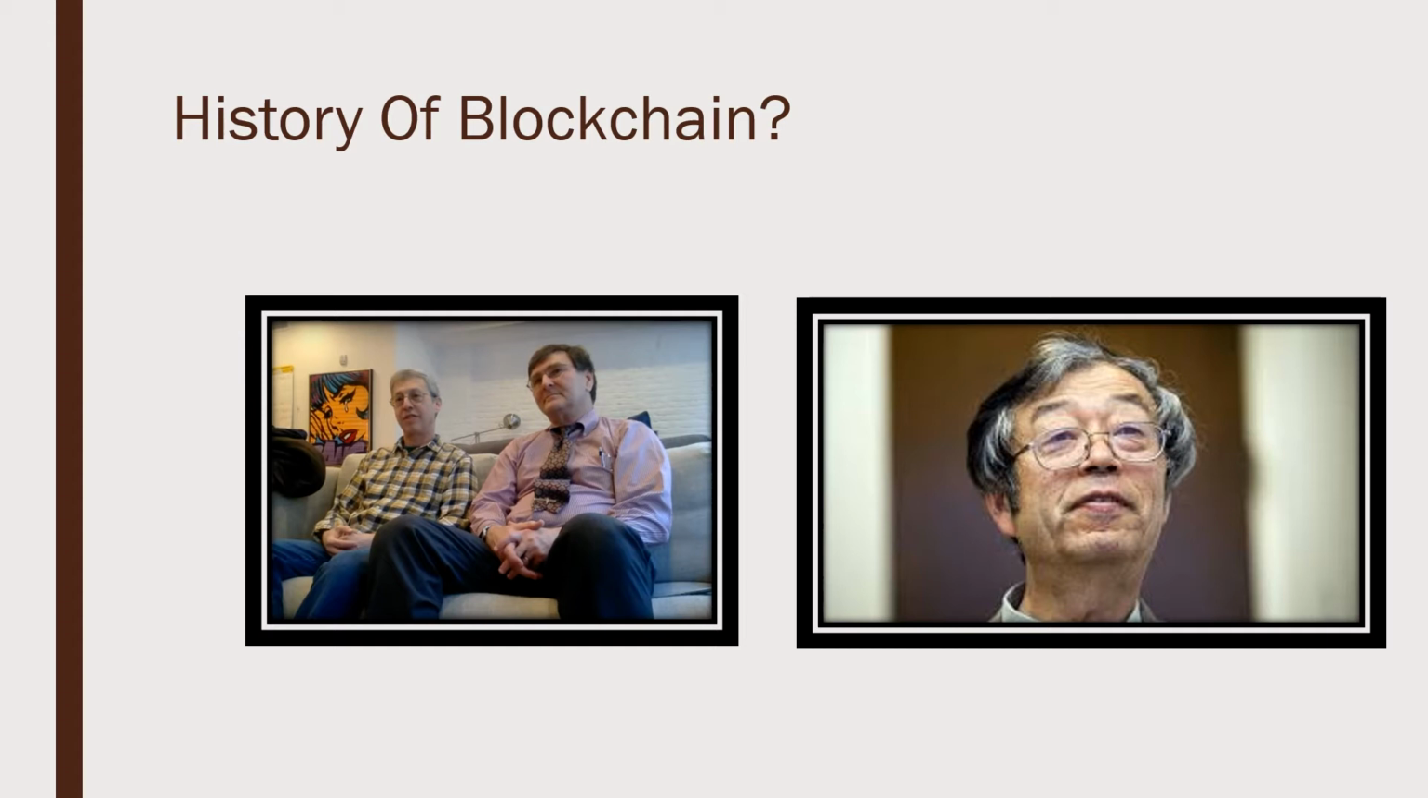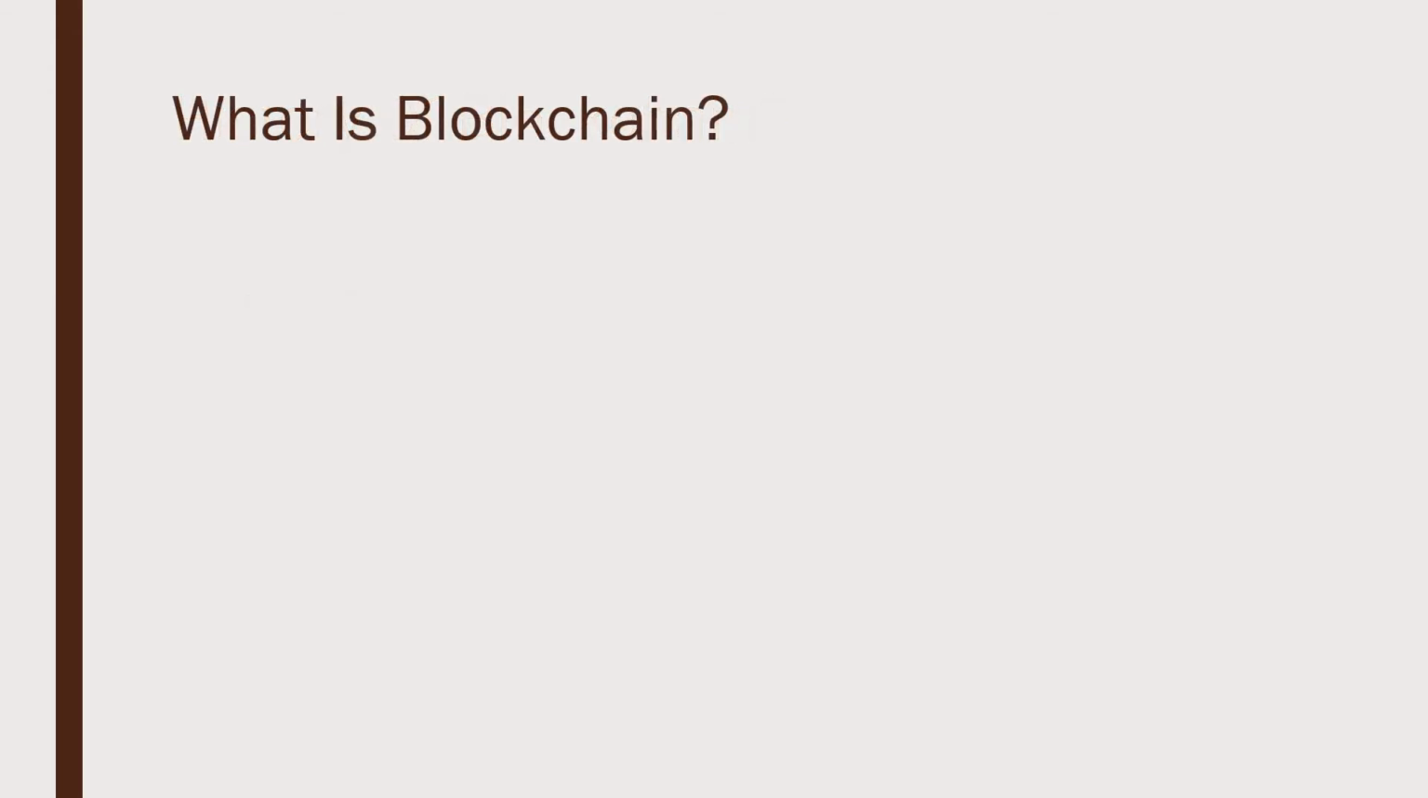Okay, moving on to what is blockchain. In order to understand what a blockchain is, you have to know what a ledger is. I'll start explaining blockchain with the help of a story. A ledger is a book where all the transactions are recorded. Okay, I'm going to tell my story here.